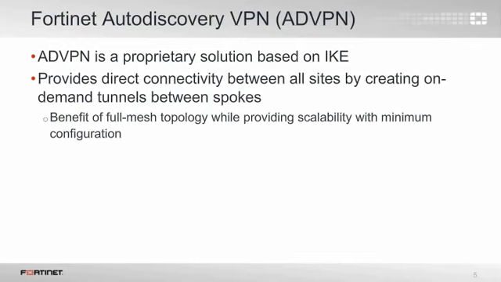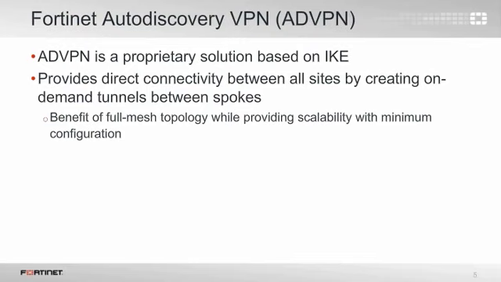ADVPN supports single or multiple hub architectures. NAT is supported for the on-demand tunnels, as long as one of the spokes is not behind NAT. ADVPN requires the use of a routing protocol. Currently it supports internal BGP and RIP version 2, RIPng. Both IP version 4 and IP version 6 are supported.